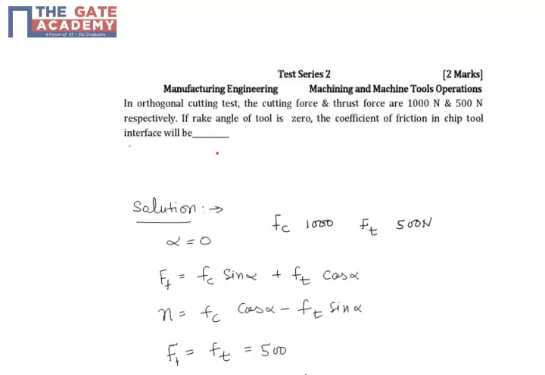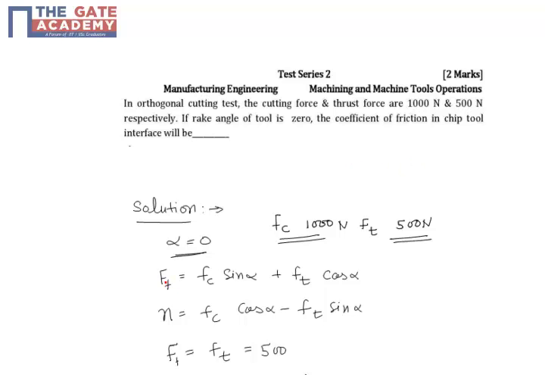In an orthogonal cutting test, the cutting force and thrust force are given. Your cutting force is equal to 1000 Newton and your thrust force is equal to 500 Newton. Also one more thing is given: the rake angle of the tool is 0, so your rake angle alpha is equal to 0. We need to calculate the coefficient of friction.